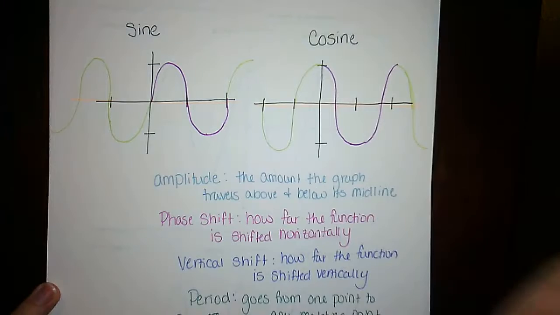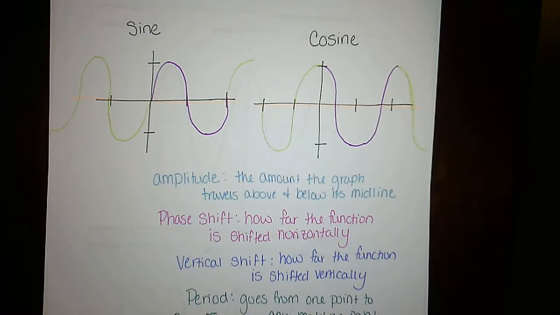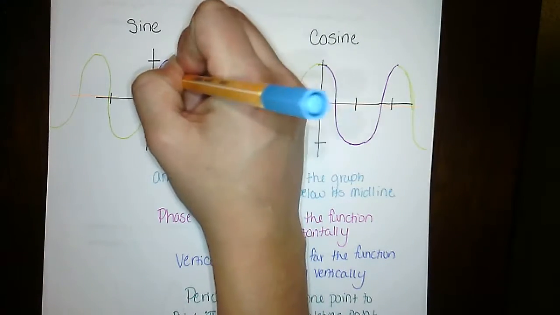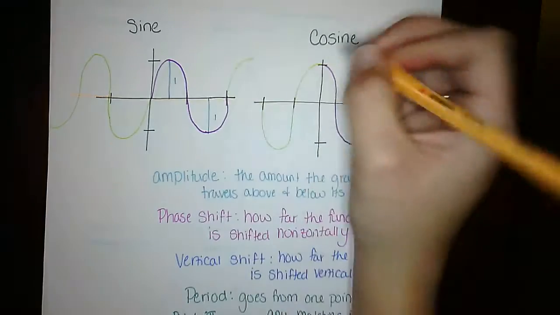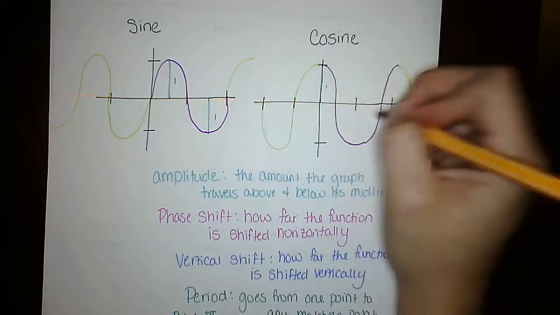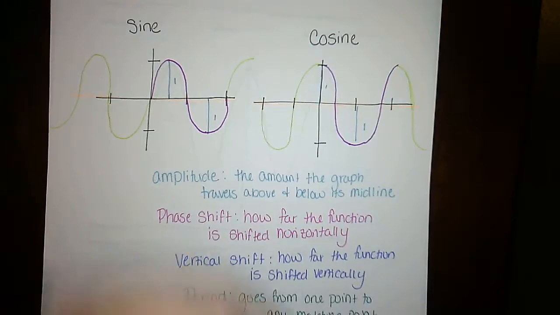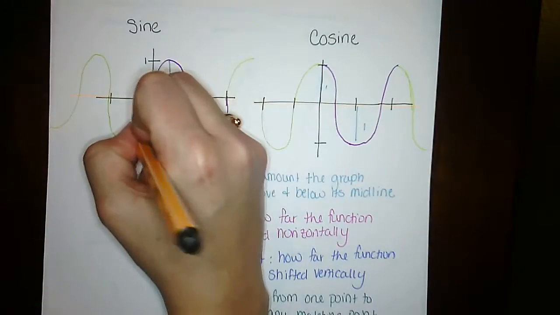Here is just the x-axis for both of them. So your amplitude is how far above or below its midline. So above, it's 1, below 1, above 1, below 1. So both of these are 1. So your parent one will always be 1. Let me just label these.